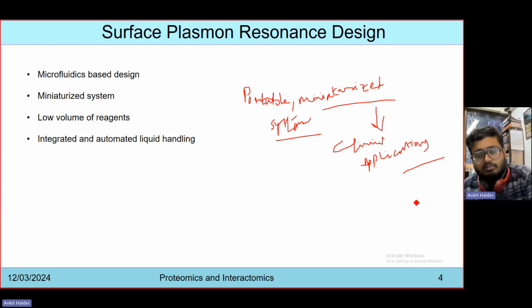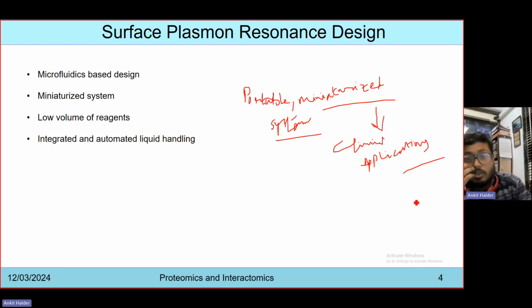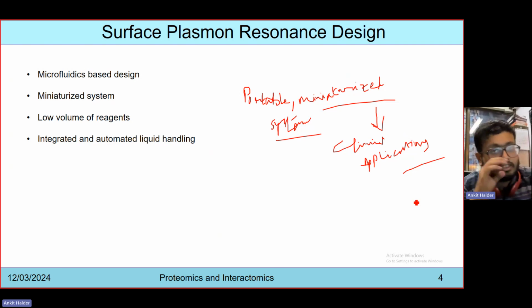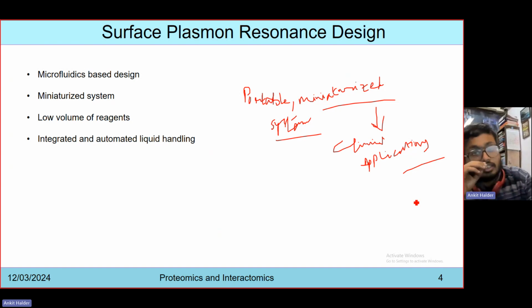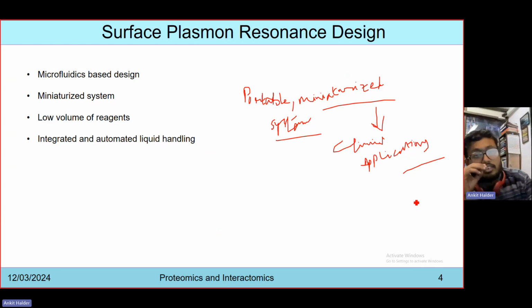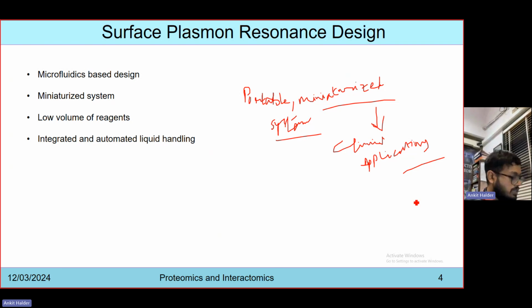So the analyte flow and all those things are incorporated in the design for better reproducibility, because if you do the volumes manually, then definitely there is a chance of introducing variability. Whereas if you do it through integrated and automated liquid handling, it does not lead to any changes. So this is one thing which helps us in understanding those things.